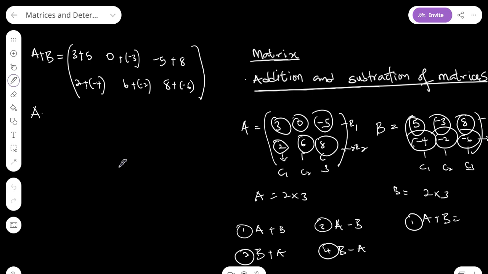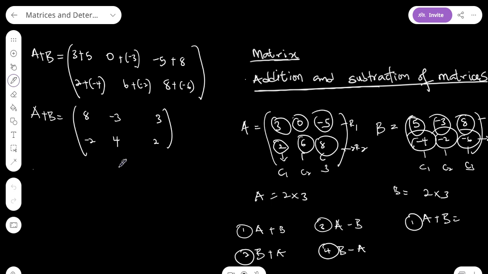So A plus B is equal to: 3 plus 5 is 8, 0 minus 3 is minus 3, minus 5 plus 8 is 3. The plus times minus is minus, 2 minus 4 is minus 2, 6 minus 2 is 4, and 8 minus 6 is 2. So this becomes the result for A and B.